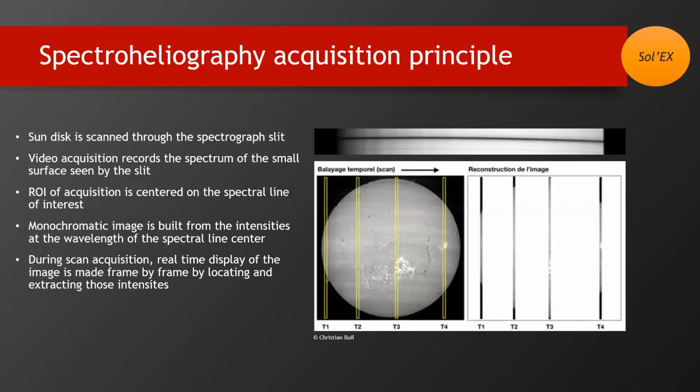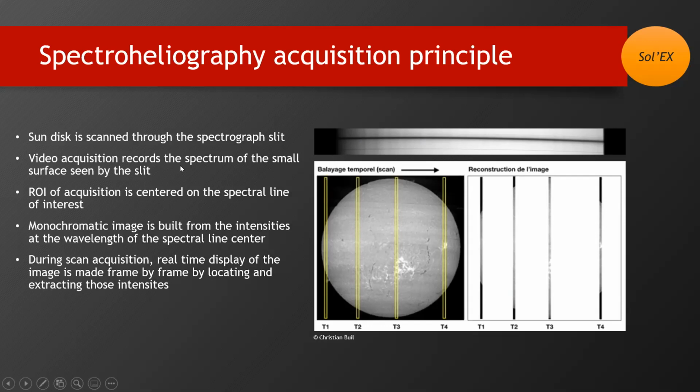You have a spectrograph with a slit, and you either let the sun's surface move in front of the slit, or you force the motion with your telescope. What you have is a spectrum of the region, at the wavelengths that you want to focus on. The monochromatic images that you are looking for, which is really the end result, are built from the intensities at the wavelengths of the spectral line center.